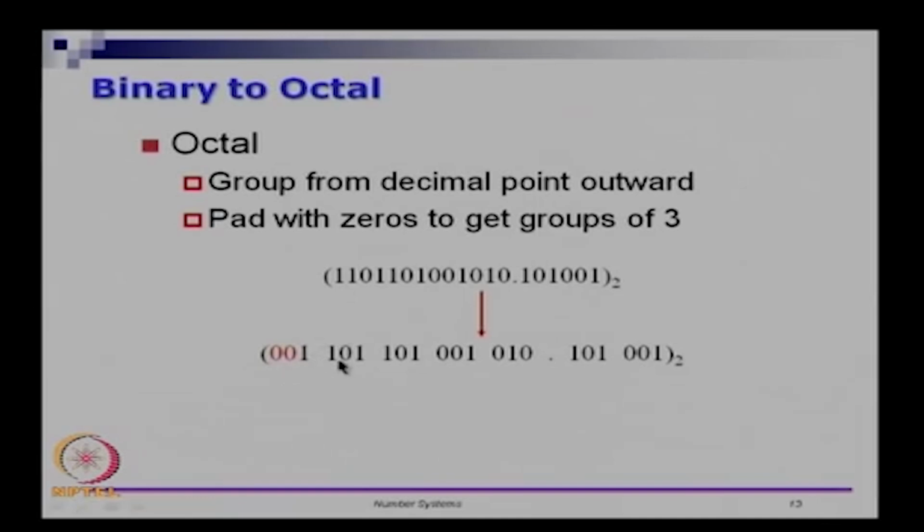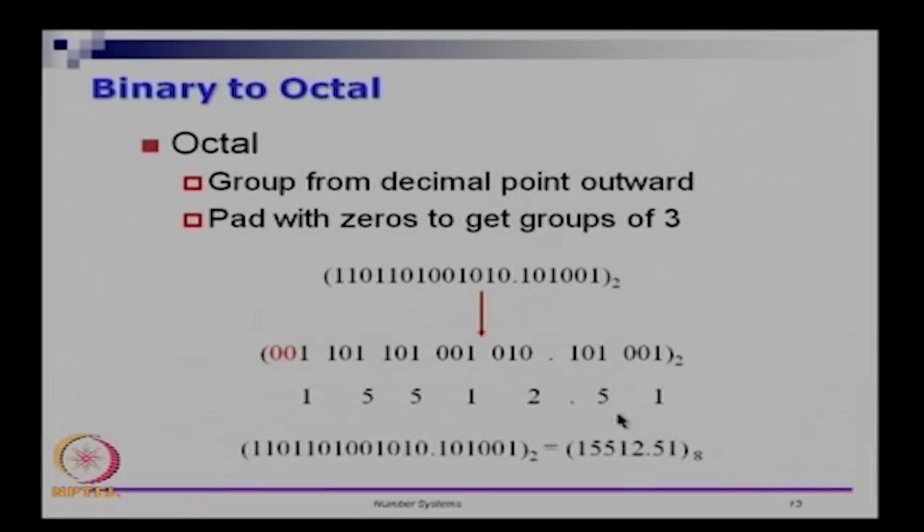001 is 1, 101 is 5, 101 is 5, 001 is 1, 010 is 2, 101 is 5, and 001 is 1. You write that down and you put a base 8 there. So, 15512.51 base 8 is the octal equivalent of this binary number here.